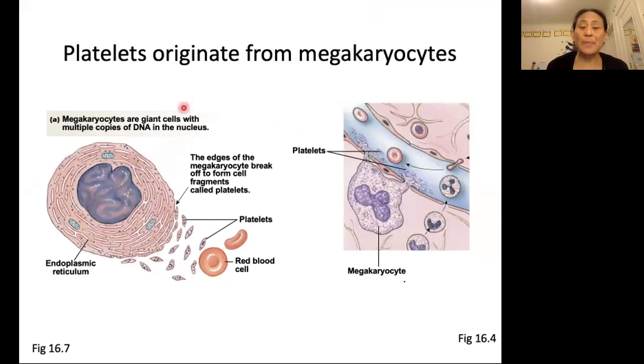Okay, so I want to start off by saying that platelets originate from a cell type called the megakaryocyte. The megakaryocyte, as I described before, is a cell type that has originated from the pluripotent hematopoietic stem cell. This is a picture of a megakaryocyte. It is a giant cell that has undergone multiple rounds of DNA replication without any cell division. So this is what a megakaryocyte looks like. As you can see, the megakaryocyte reaches into the bloodstream, to the sinuses, and from there, the platelets break off from the megakaryocyte.